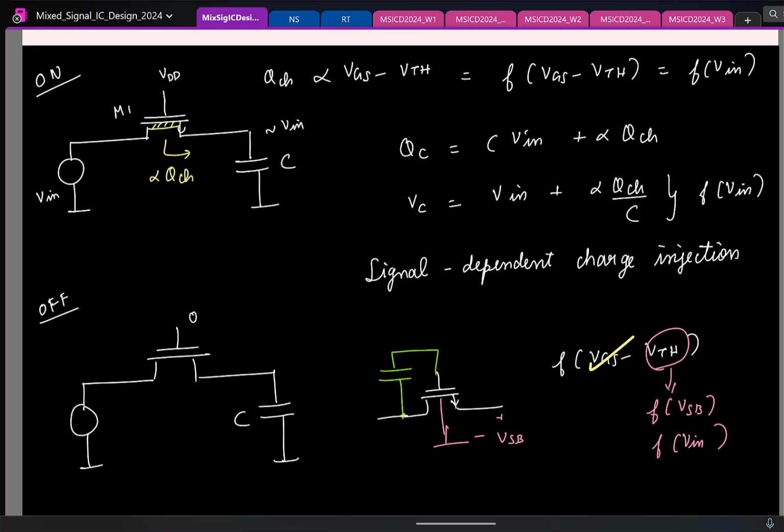So let's easily get away with this thing by connecting body with source. In principle, yeah, but in most cases you can't do that, because the way it's constructed is we have a common substrate on which all NMOS transistors are fabricated, in most cases. Cool. So let's see how we can go about solving it.